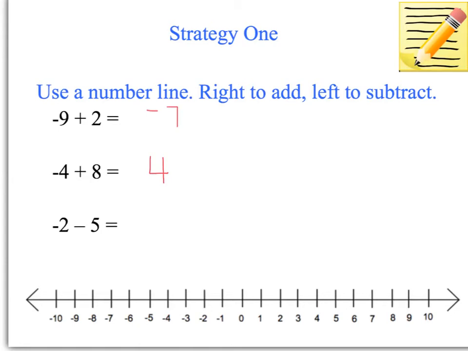Alright, the next one, -2 minus 5. So we're starting on the -2 and we are taking away 5. So we're going left this time. 1, 2, 3, 4, 5. So -2 minus 5 is -7. Alright, so that is the first strategy. I need you to write that down. Now I'm going to show you another strategy that you could use.